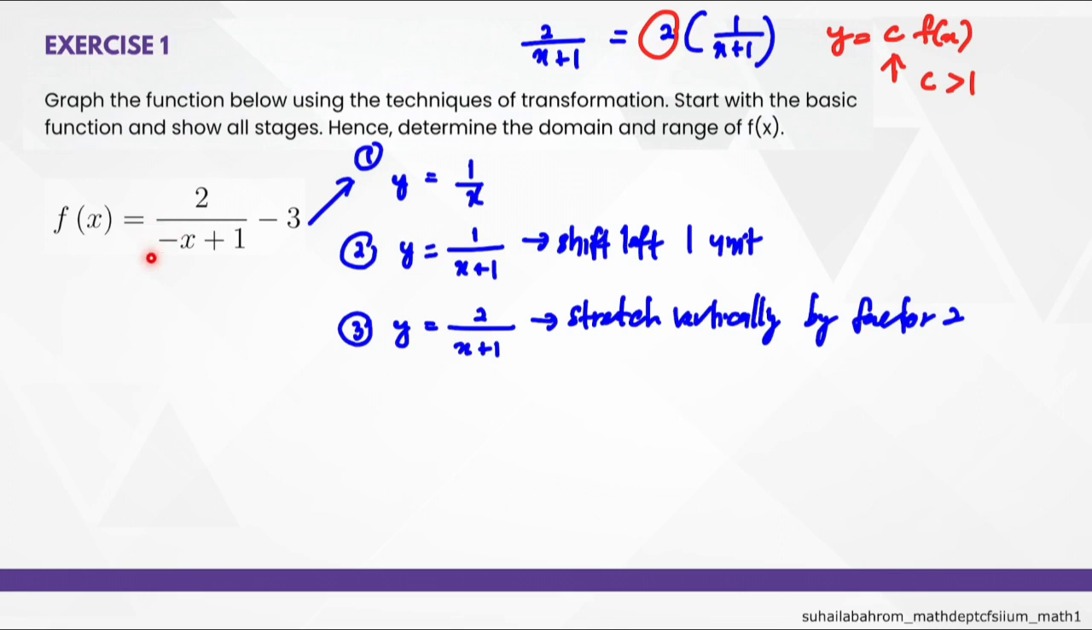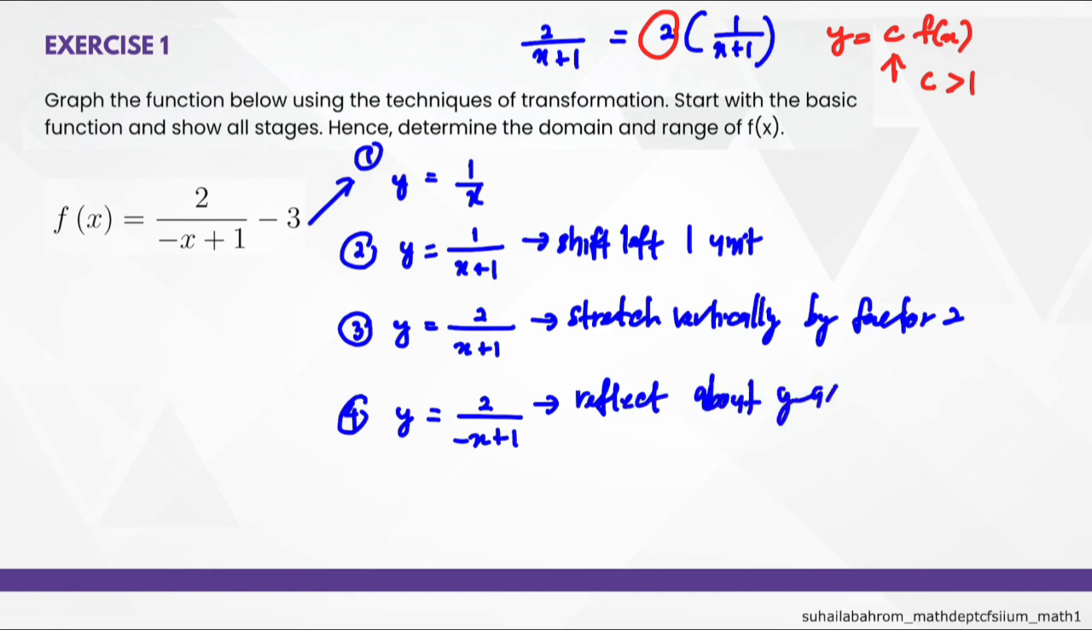Then the next transformation technique, we have a reflection here, and since the negative is inside the function, we have to reflect about the y-axis. So let me put here number 4: y = 2 over (negative x plus 1). The transformation technique here is reflect about the y-axis.